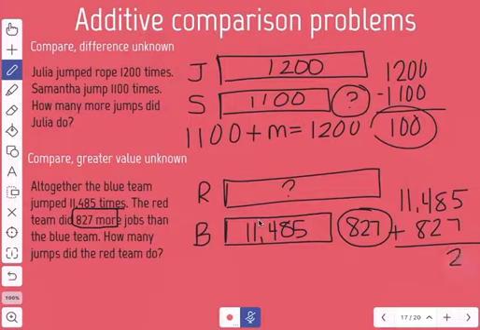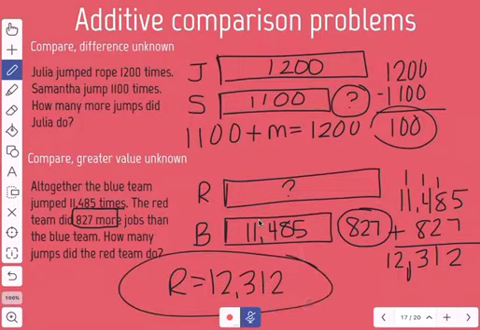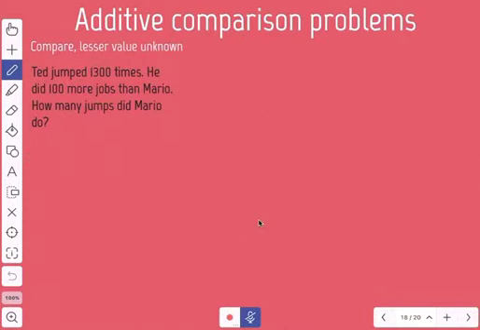So this is 12, 10, 11, 13, and so, I can't get that to right. So R equals, or the red team jumped 12,312 times. So this is an example of where the difference, or what goes in the circle, is what's unknown. And this is an example of where the greater value is unknown. I bet you can guess what the next one is. It's that the lesser value is unknown.